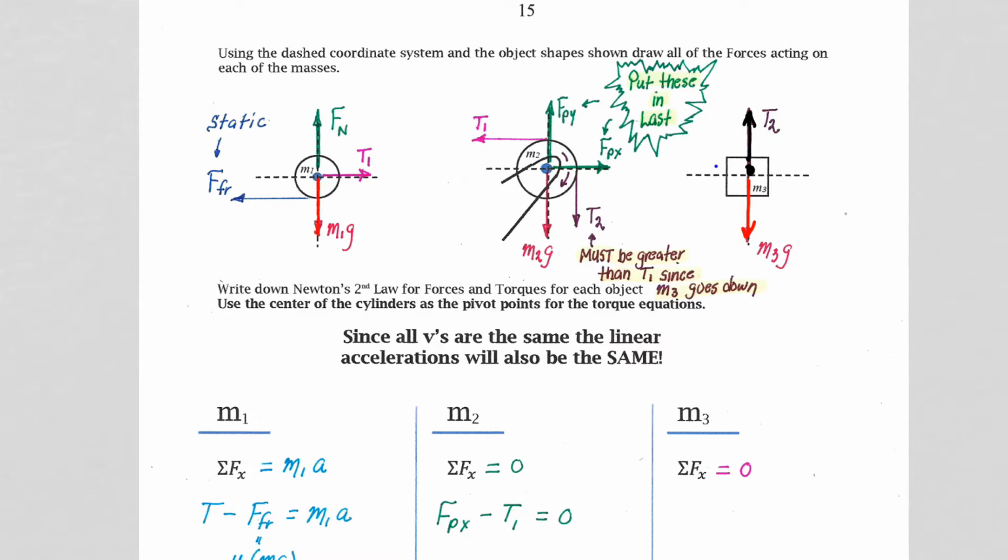Well, I like to always get gravity in first because I'm sure I got that right. M1g down, the normal force up. Tensions pull, never push, so we have T1 going off to the right. That's like the rolling pin pulling forward. And of course we have friction to the left. So left, right, up, down, we're fine.